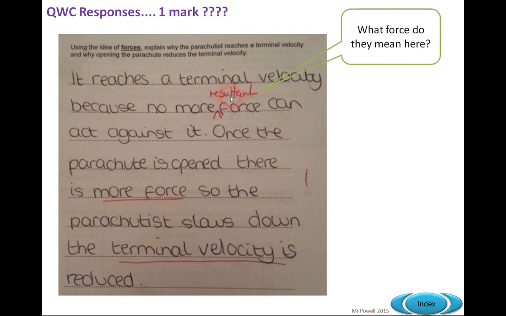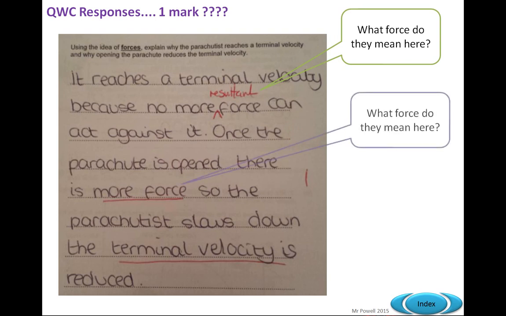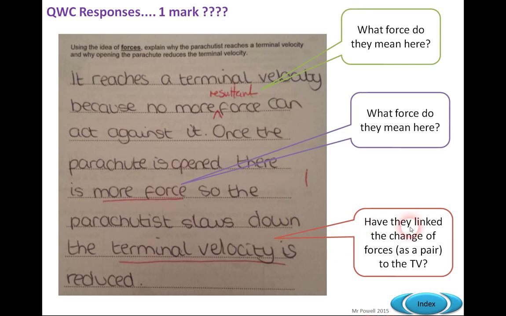What force do they actually mean here? They need to talk about resultant force. The two forces are acting opposing each other, but what direction is the resultant in? Now, what force do they mean here? They say there is more force. Which force are they talking about? And here at the end, have they linked the change of forces as a pair to the terminal velocity? You have to talk about both the forces acting equal and opposite, which means that when they're in balance, you're at terminal velocity.